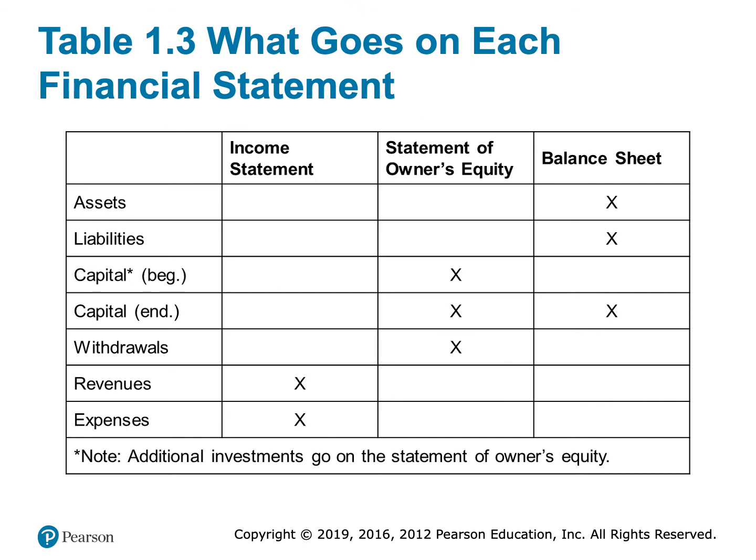So I like this statement or this table because it reminds us of what goes in what account. Notice that with the exception of capital, and specifically the ending balance of capital, all accounts appear on only one statement. All accounts will be on one statement and one statement only. Capital is the only account that's on two statements. It's on the statement of owner's equity and the balance sheet.